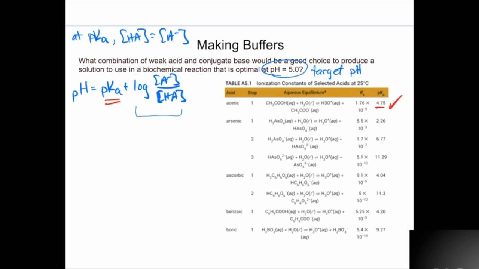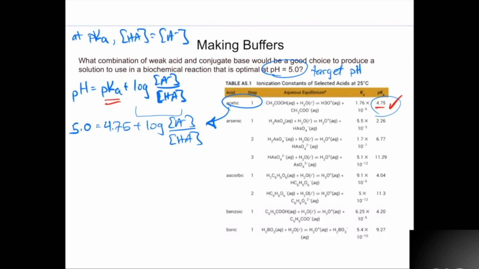So we want the pH to be 5, ideally. Okay? And that's going to be equal to the pKa of acetic acid, which is 4.75, plus the log of A- over HA. Now, if we're using acetic acid here, if the concentration of A- was equal to the concentration of HA, what would the pH be? 4.75. Right? If these two are equal, the log of 1 is 0.